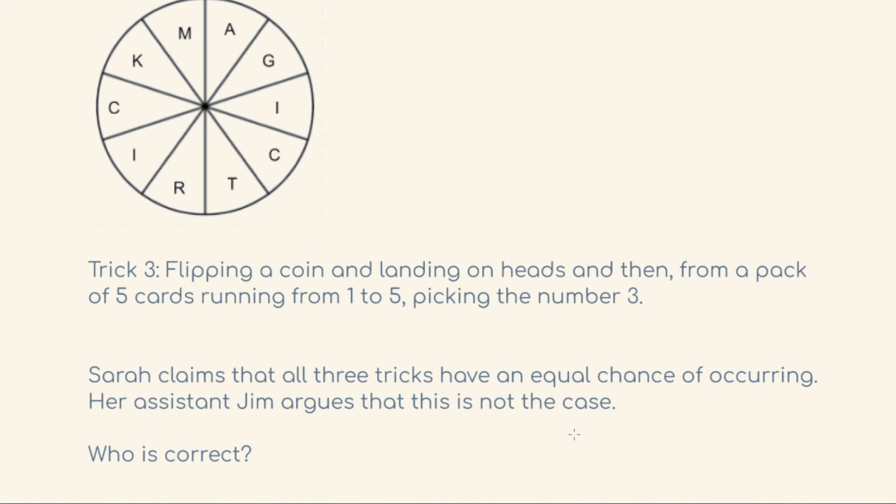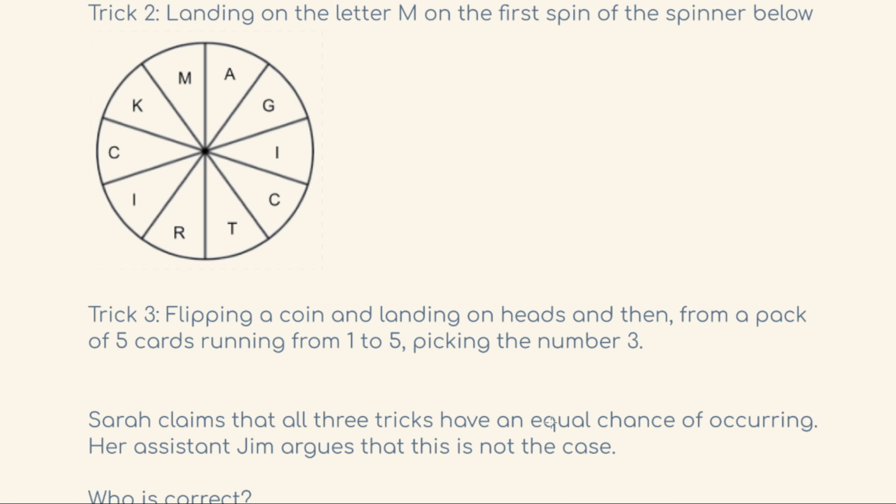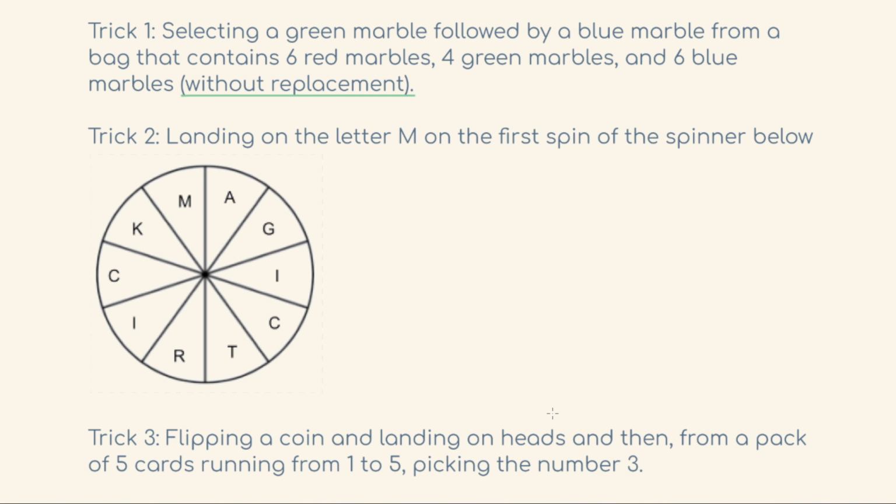So basically, to solve this question, we have to figure out the probability of all 3 tricks occurring, right? The success rate of the 3 tricks. So trick number 1 is selecting a green marble followed by a blue marble from a bag that contains 6 red marbles, 4 green marbles, and 6 blue marbles. So here we have 2 events, right? The first event is selecting that green marble. The second event is selecting the blue marble.